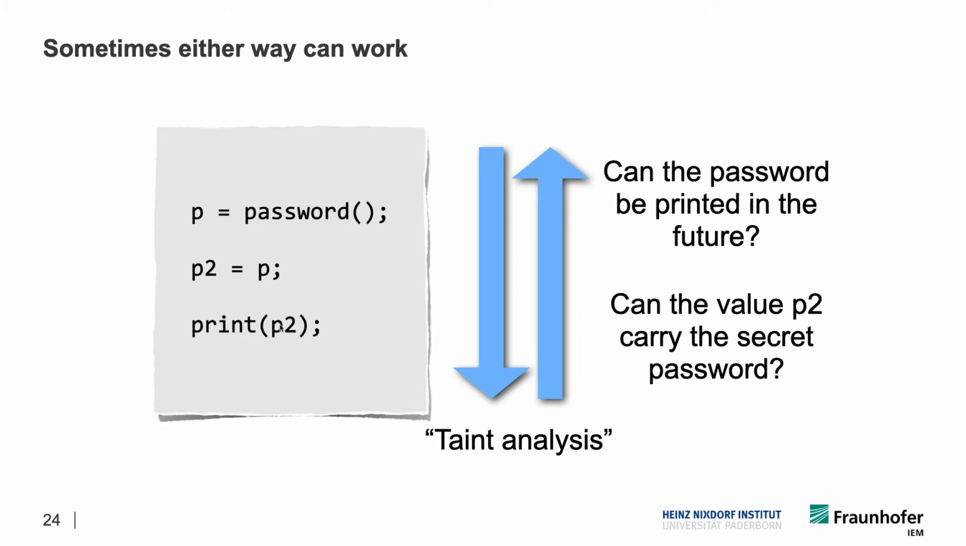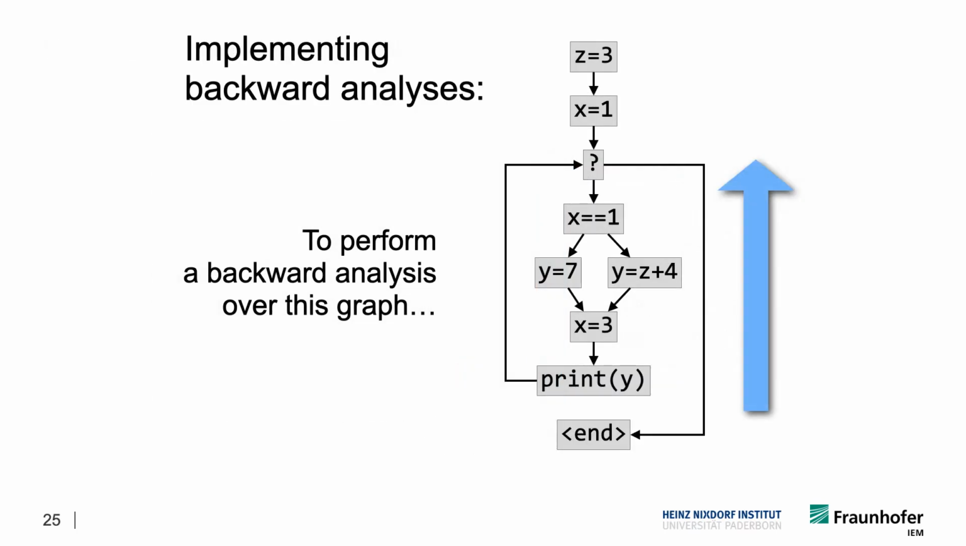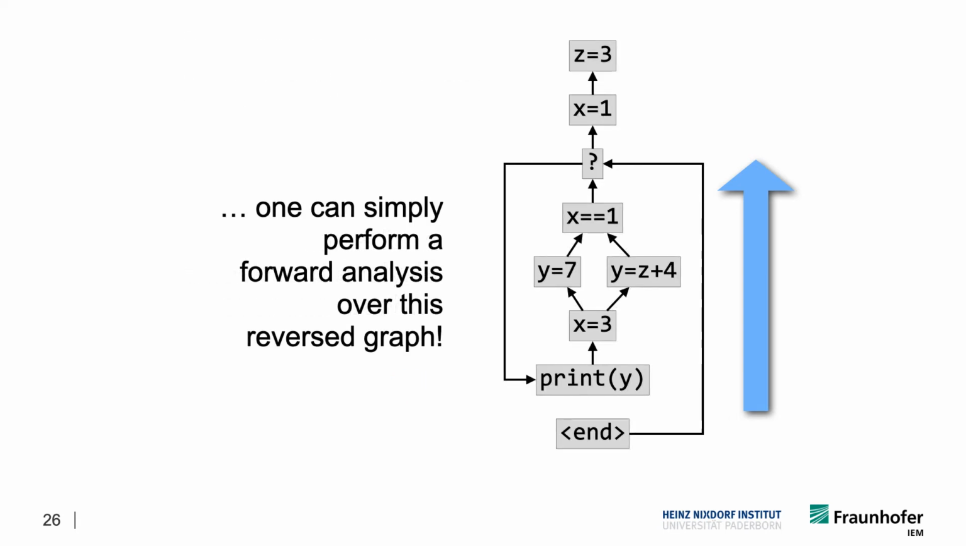Okay, I've shown you how to conduct forward analysis, and that might seem very natural to you, right? You basically just follow the control flow of the program. But it is an interesting question how to actually conduct and implement backward analysis. If you want to perform a backward analysis over this control flow graph, then conceptually it's really simple, because you can simply perform a forward analysis over the reversed graph.